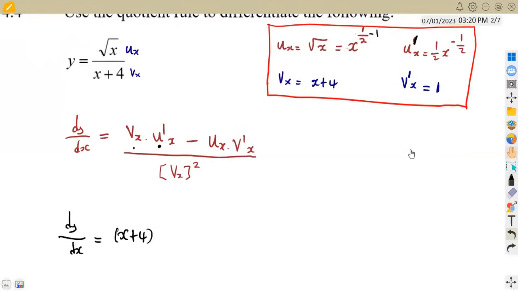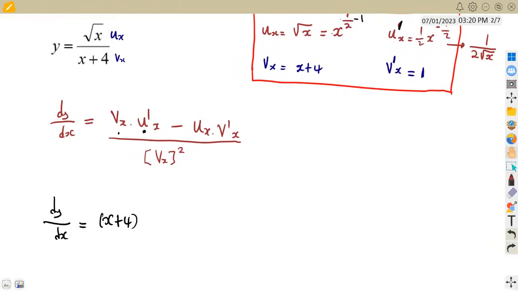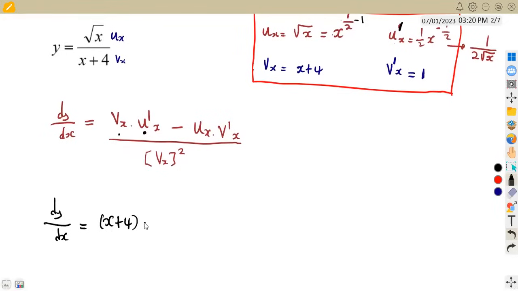We can even simplify this so that we can properly substitute it. Remember, the exponent of negative half is going to give us 1 over 2 x to the exponent of half, which is the same as 1 over 2 square root of x, in simplest form. So we are going to substitute 1 over 2 square root of x, multiplied like this.